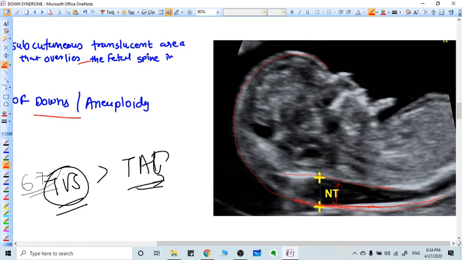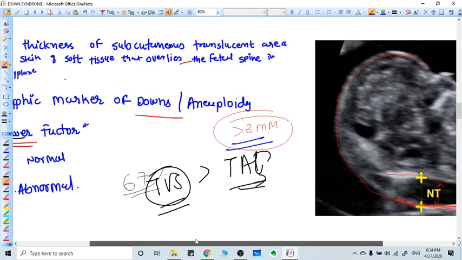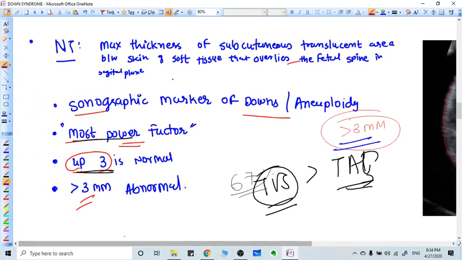If this thickness is more than 3 mm, then we take it as a positive test, and now we are suspicious of diseases that the baby can have. So which diseases can there be? For example, Down syndrome, trisomy 11, trisomy 18, trisomy 13, Turner syndrome, Klinefelter syndrome, triploidy, congenital heart diseases. These kinds of diseases can be there if the translucency is more than 3 mm.